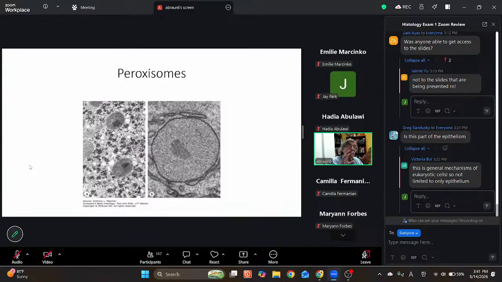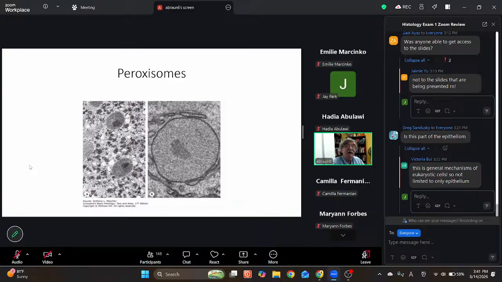Peroxisomes are another roundish-looking organelle. There are several roundish-looking organelles which can be confusing, so how do you distinguish them? Well, peroxisomes are organelles which contain oxidative enzymes, and in the process of metabolizing things by oxidative enzymes, they often create hydrogen peroxide, which can damage cells. Hydrogen peroxide can act as an oxidizing agent or free radical. So these organelles often contain something like catalase, which breaks down hydrogen peroxide to make innocuous water.